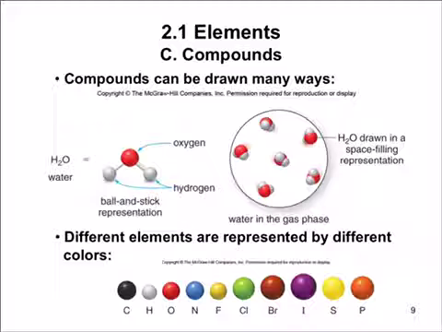So we use these different representations. Here we have the formula representation, which, as I said, is great. It tells us that there's 2 hydrogens and 1 oxygen. But we can also represent these as a ball and stick, where atoms are the balls and the stick represents the bond. Now, this is great because it tells us one other bit of information that H2O doesn't tell us. This shows us shape as well.